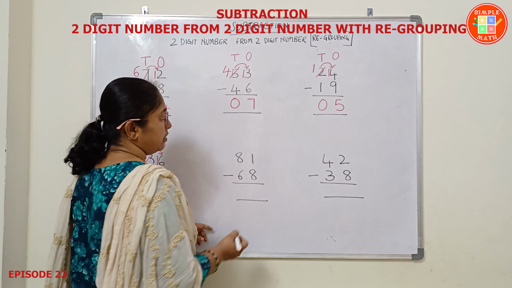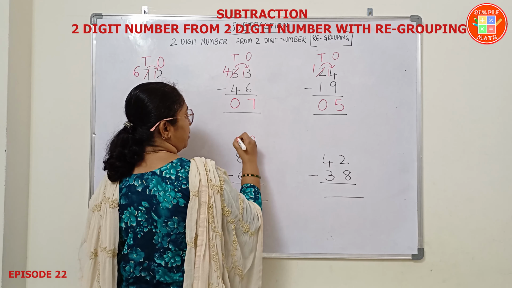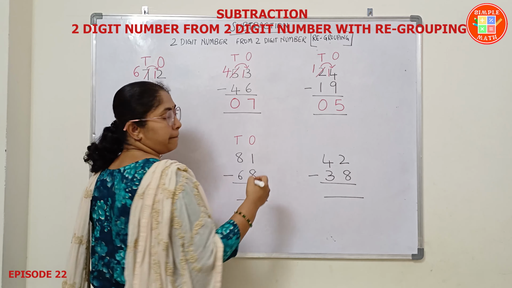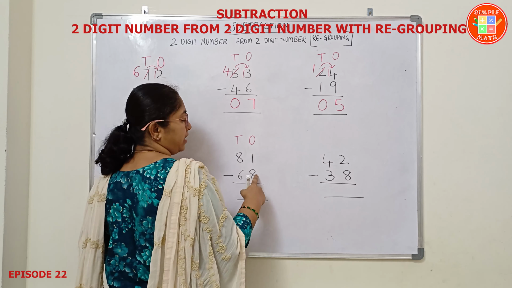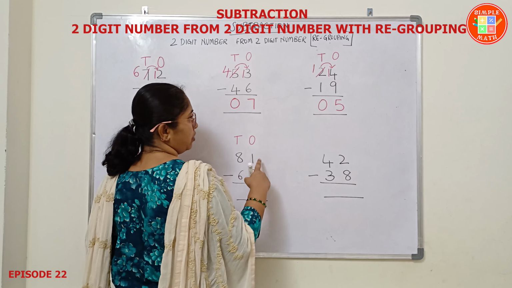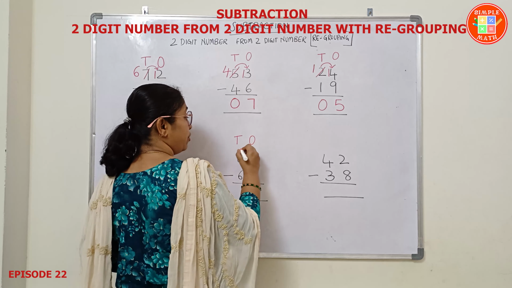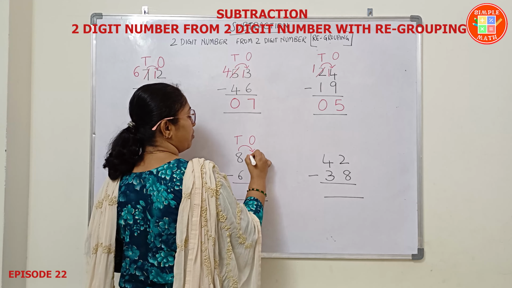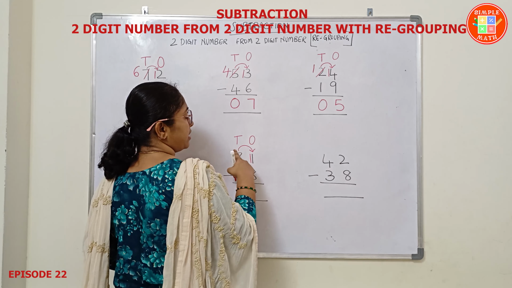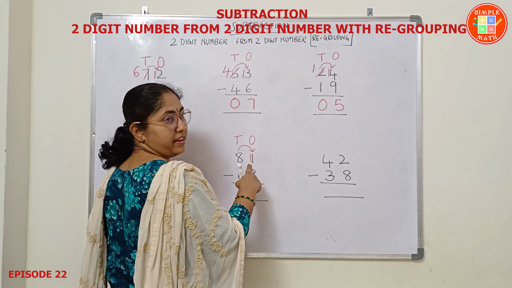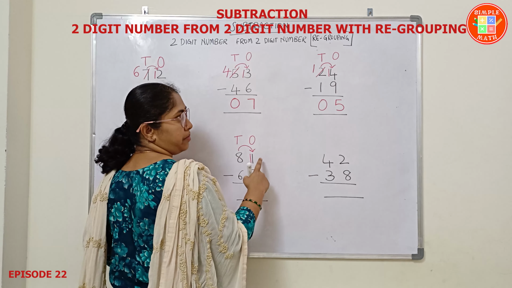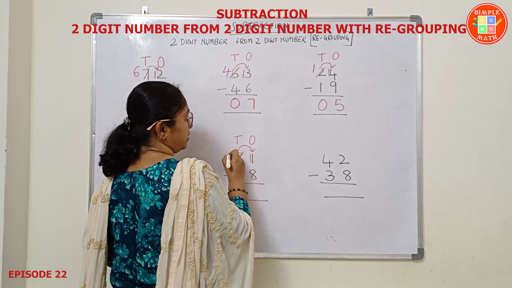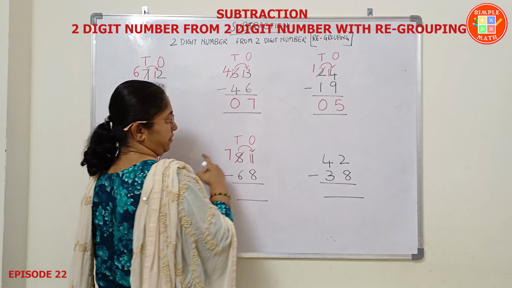Come to the next one. Start marking from the ones column, tens column. Can you subtract 8 from 1? No. So what do we do? We do regrouping or borrowing. So 1 ten from the tens column to the ones column becomes 11. The number in the ones column becomes 11. This will become the before number, that is 7.